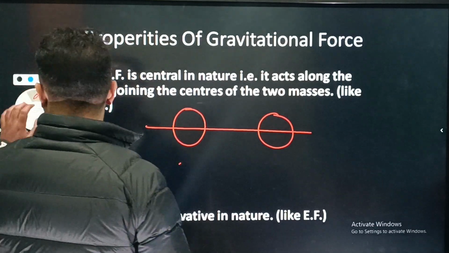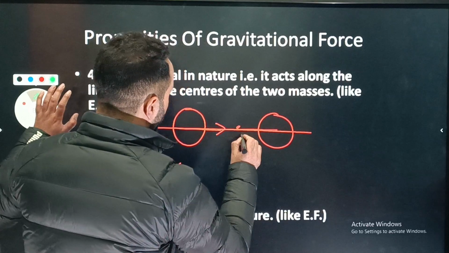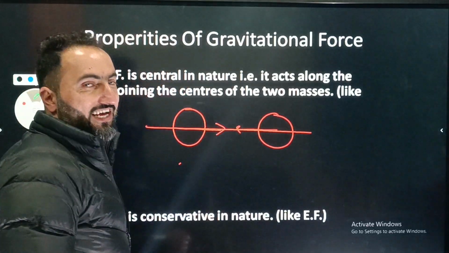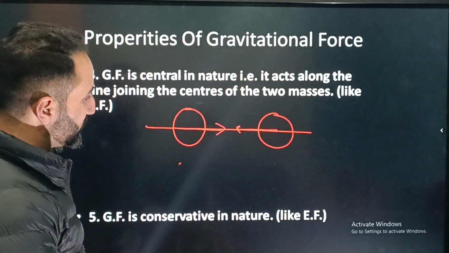So how many forces will there be? There will be 2 forces. One force will be in this direction, the other force in this direction. Now these two forces are central. Central means that they act along the line joining the centers of the two masses. The next property is that gravitational force is conservative in nature.